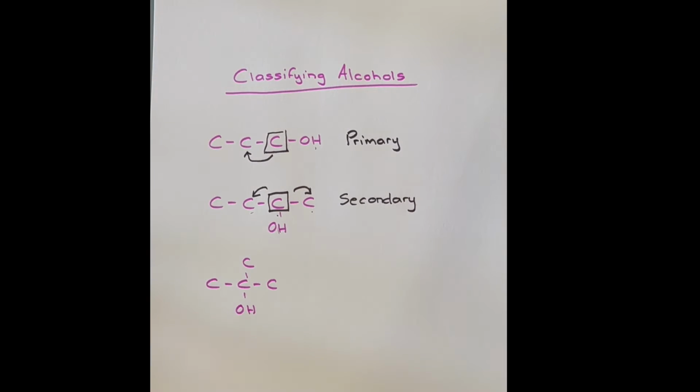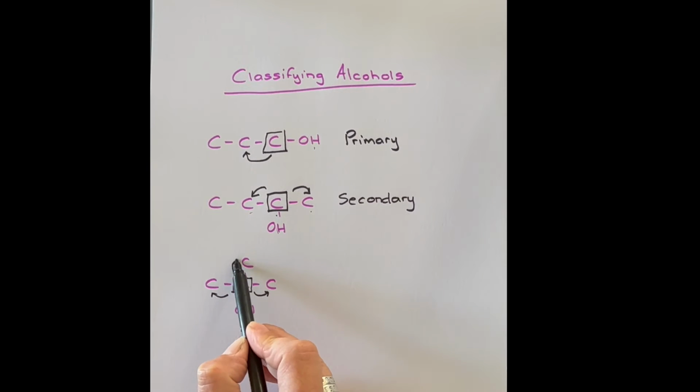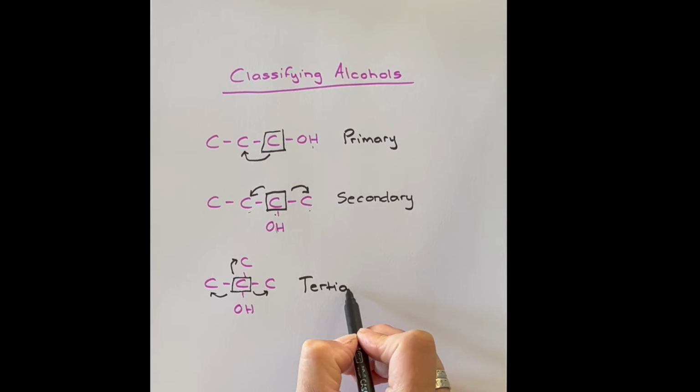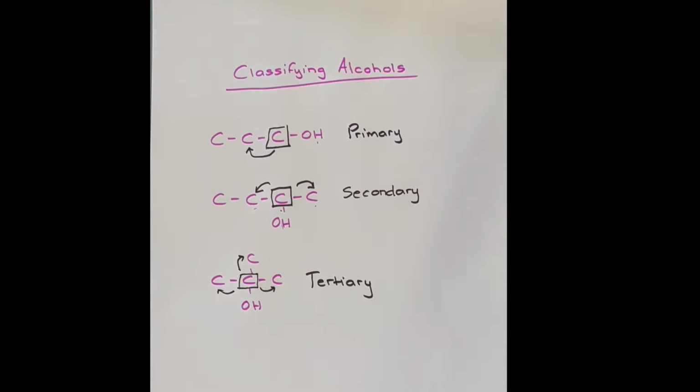So when we look at this carbon holding onto the OH, we're focusing on this carbon, it's holding onto 1, 2, and 3 other C's. So this then is called tertiary. Okay. So this classifying method can be used with haloalkanes as well. They can ask you, as a standalone question in the exam, to classify these alcohols or haloalkanes as primary, secondary, and tertiary, and you will need to know how to classify and even describe how you got to your answer.